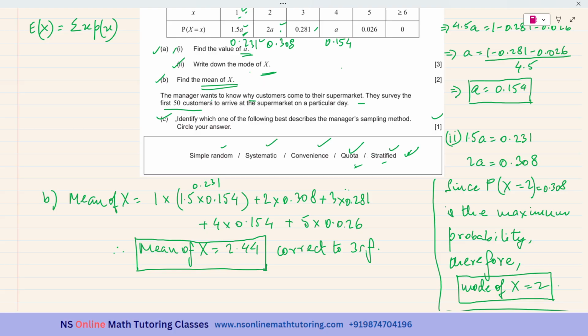So it is just the first 50 customers. So it is not random sampling, definitely. It is not done in a systematic way. First 50 customers, it is systematic slightly, definitely, but I think convenience sampling is the better option. Circle your answer. So I'm circling this one because I think the manager is having this time, first 50. So when the supermarket is just opening on a particular day, the manager is present. So the manager decides to survey the first 50 customers. So that is the convenient time for the manager. So I am opting for convenience sampling.